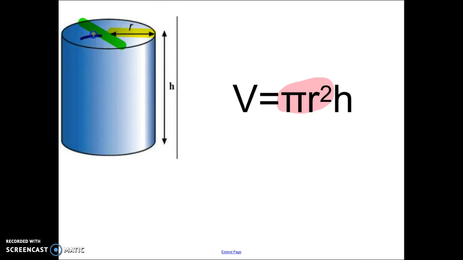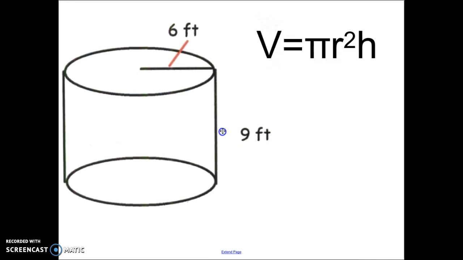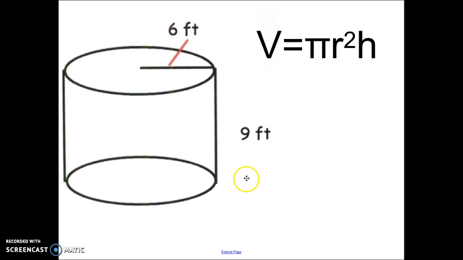Now keep in mind, the radius is this distance halfway across the circle. If they give you the distance all the way across, that's called the diameter. And you'll need to split that diameter in half in order to find your radius. Let's look at this figure right here. We've got a radius of 6 feet and a height of 9 feet.